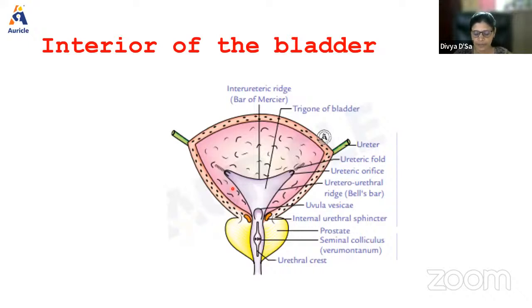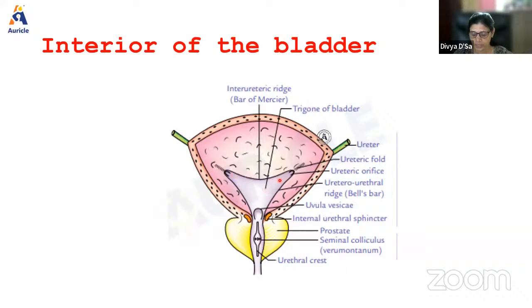Then coming to the interior of the bladder, what are the structures we see? The interior of the bladder will show a number of mucosal folds, which we call the rugae. They are present in the entire bladder wall except near the trigonum vesicae, otherwise called the internal trigone. These folds are present when the bladder is in a resting or undistended state, but when it is distended, when the urine is filled and the bladder stretches, they disappear.